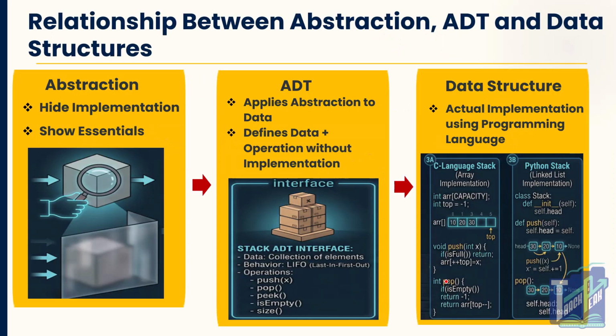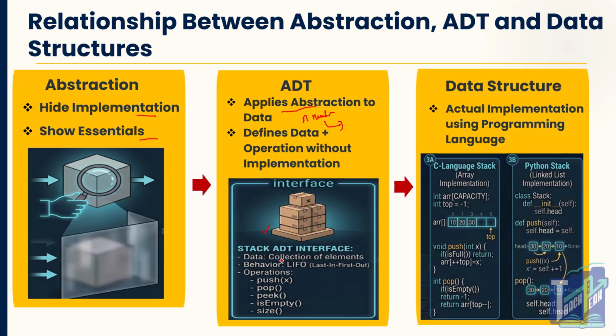Okay, this shows the relationship between abstraction, ADT and data structures. So the main relationship, let's see first: abstraction hides the implementation and shows the essentials. After that the abstract data type applies abstraction to data, which means data plus operations without the implementation part. For example, here n numbers are available, and for these n numbers, what interface are we going to use, whether stack, queue or list.